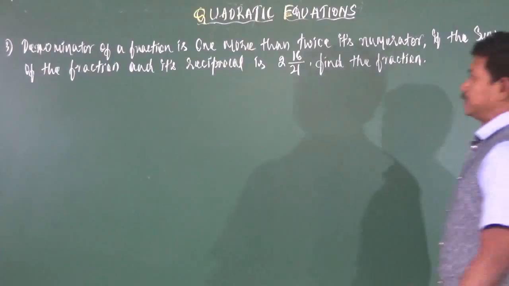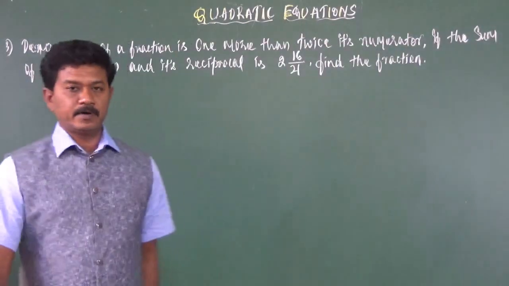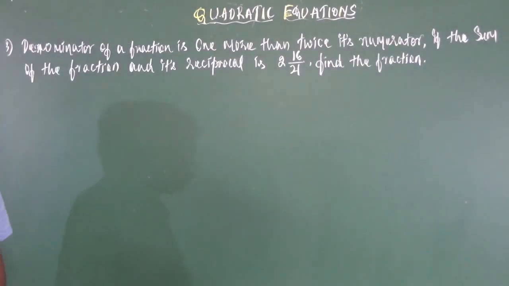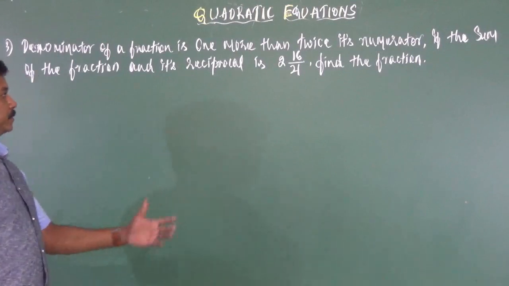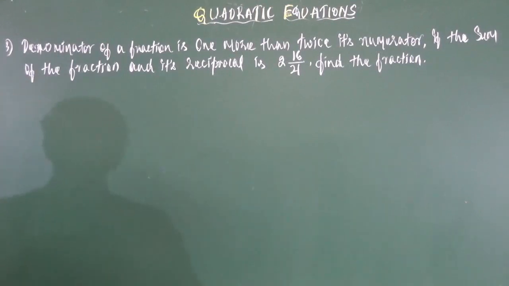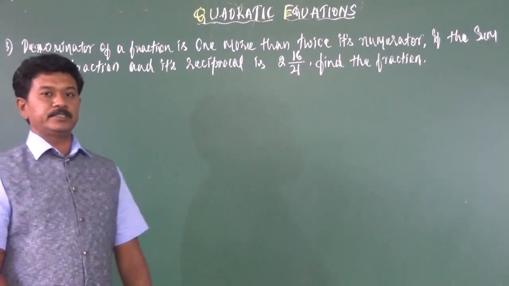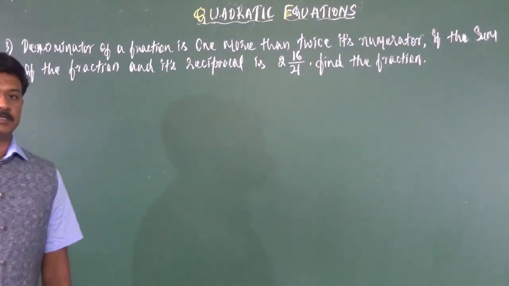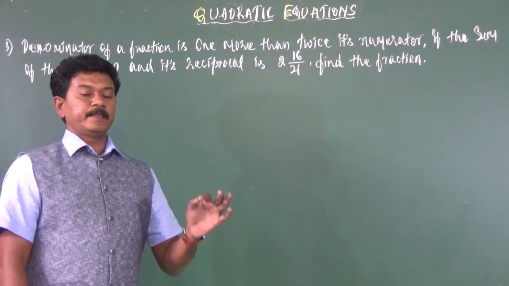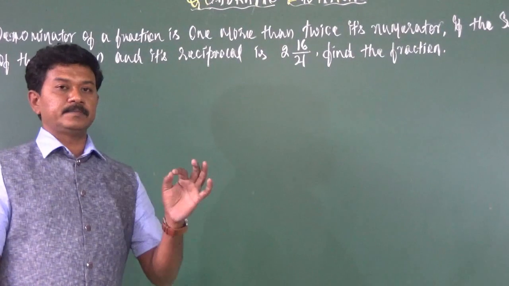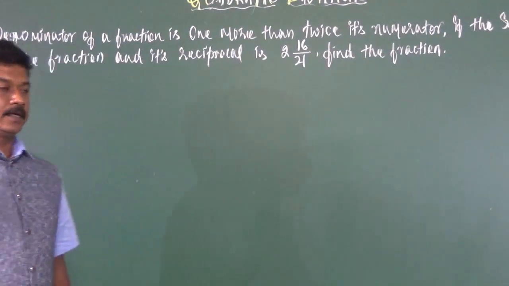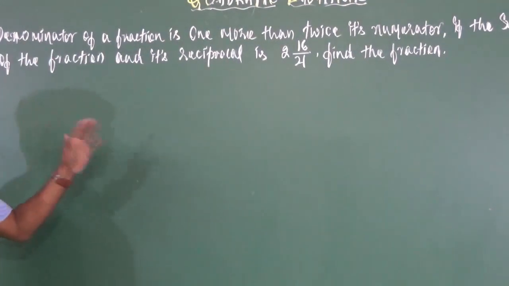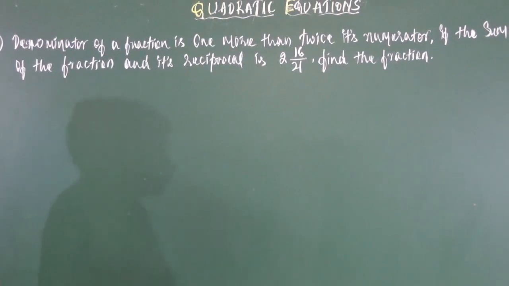Okay, let us get into the third problem. Very important, 2015 final examinations of CBSE. This problem has been given: the denominator of a fraction is 1 more than twice its numerator. You have to carefully consider the numerator as well as the denominator. You have to be very careful here, because a silly mistake can lead to a wrong quadratic equation and wrong roots.